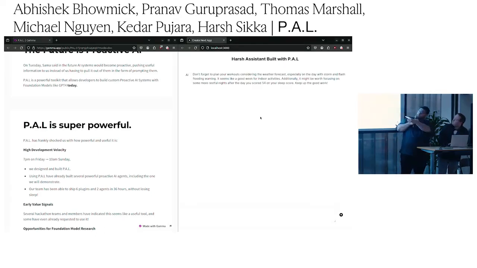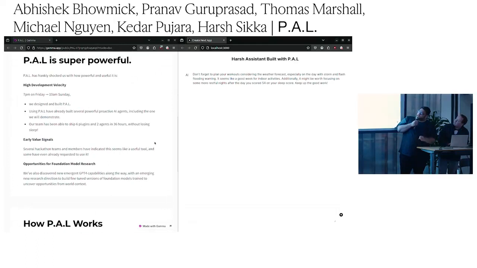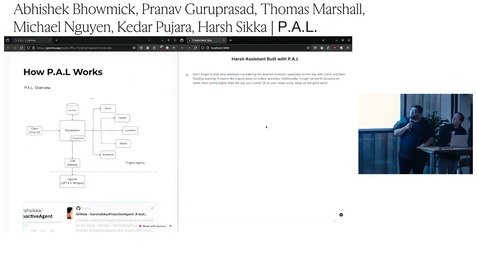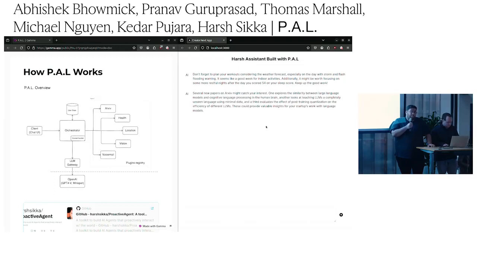Thomas, do you want to scroll down on the slides? Down to how P.A.L works? Thanks. So, super high level, happy to answer more questions about this, but basically we flexibly allow any developer to specify how information might be pulled into what we call the evolving state. That information can be pulled through webhooks, it can be pulled through a scheduler, and we've built several of these plugins. So information can be pulled in from all sorts of different streams.